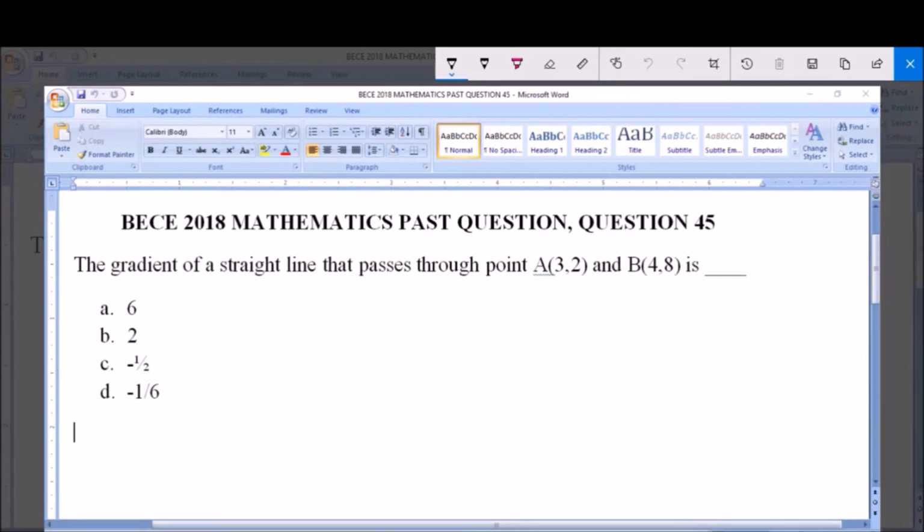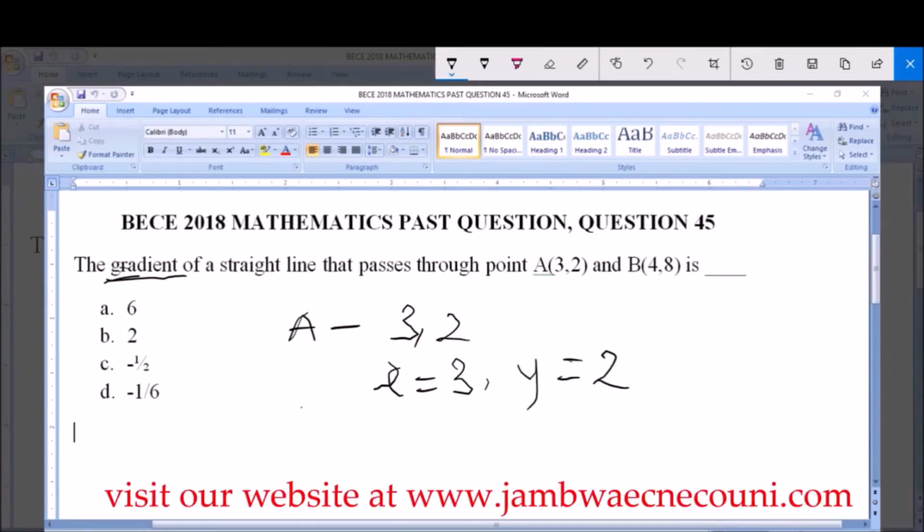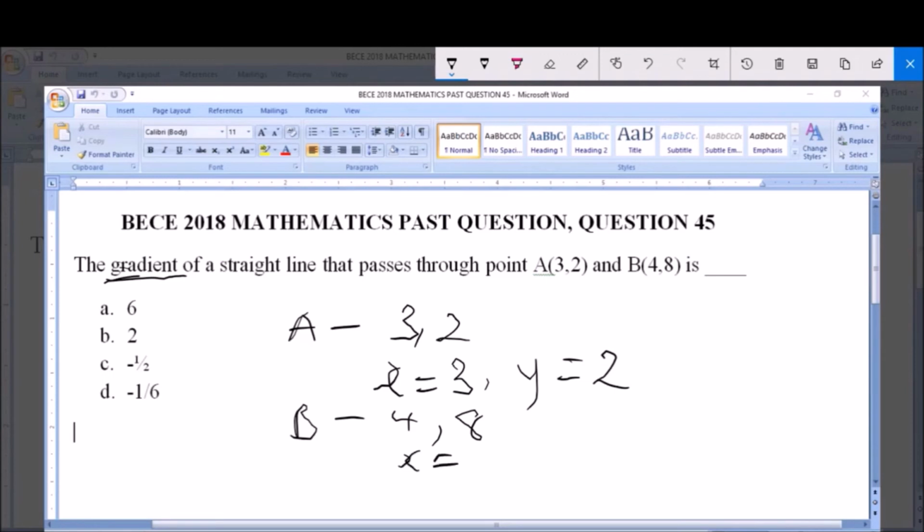Now we are asked to find the gradient of a straight line. The straight line passes through point A, and point A is (3, 2), meaning on the x-axis you have 3, and on the y-axis you have 2. Then point B says (4, 8), meaning on the x-axis you have 4, and on the y-axis you have 8.